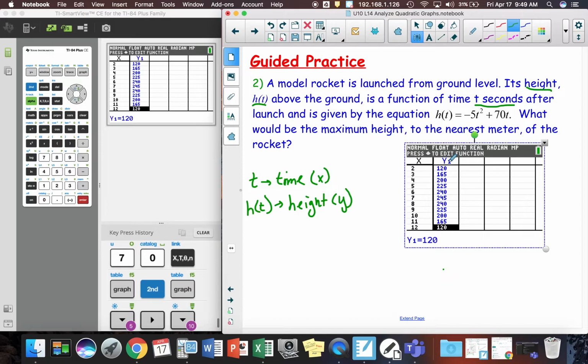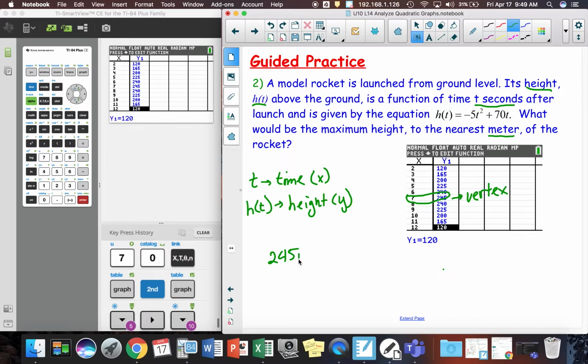So, now that I know that these are our values, I just want to see where the middle is. So the middle of all of this is 7 and 245. That's also known as our vertex. Okay. So it says what would be the maximum height to the nearest meter. There is our unit. So the height would be 245. That's the maximum height. Meters. Notice we didn't do any math. We just found the highest point right there. Pretty simple.